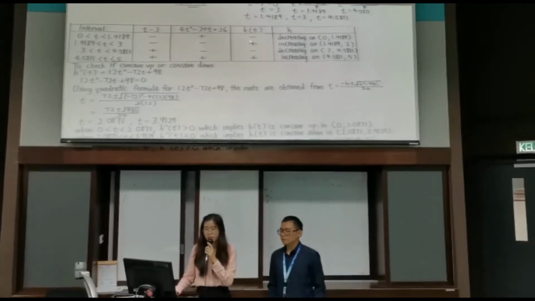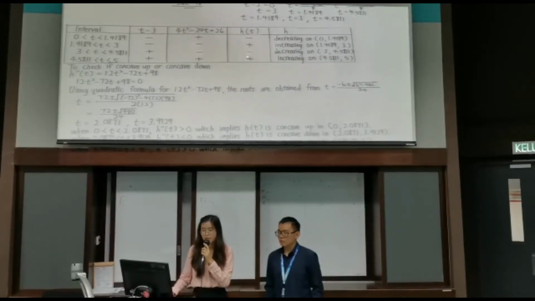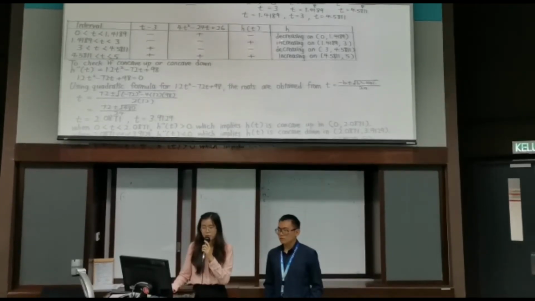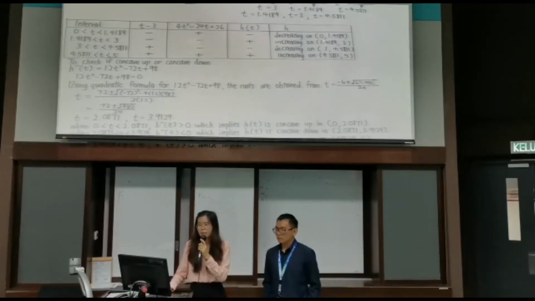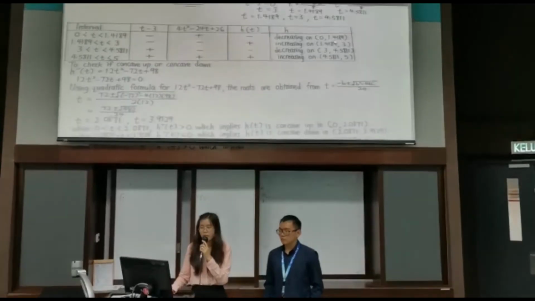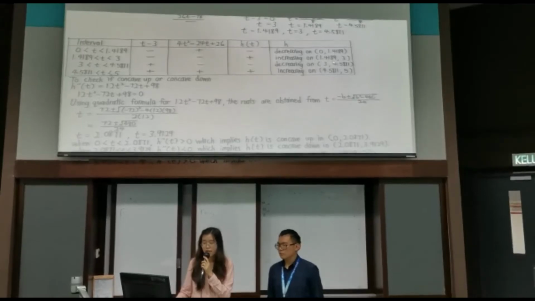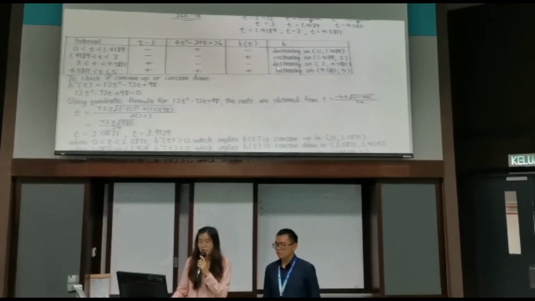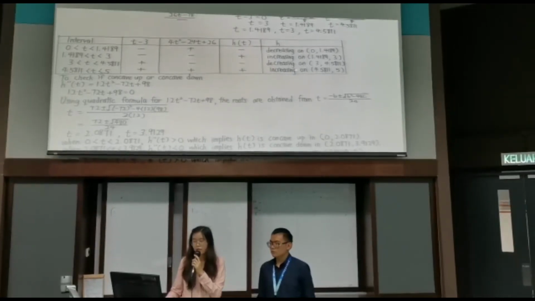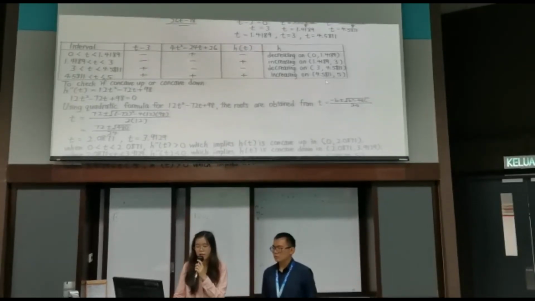So the derivative of h(t) is negative for the first and the third intervals, and positive for the second and the fourth intervals. Finally, we know that h is decreasing on 0 to 1.4189. h is increasing on 1.4189 to 3. h is decreasing on 3 to 4.5811. Finally, h is also increasing on 4.5811 to 5.